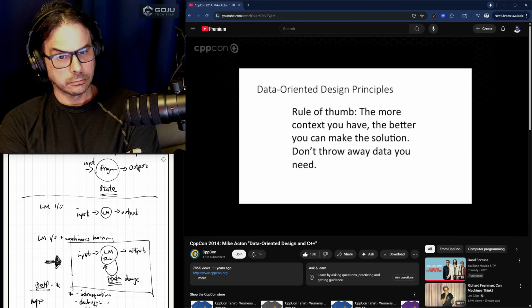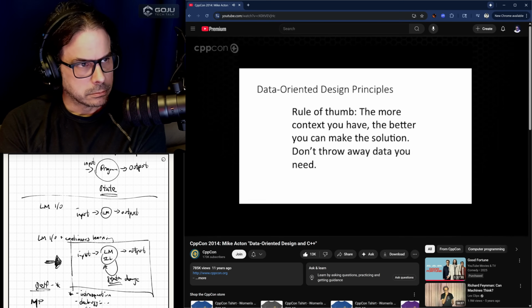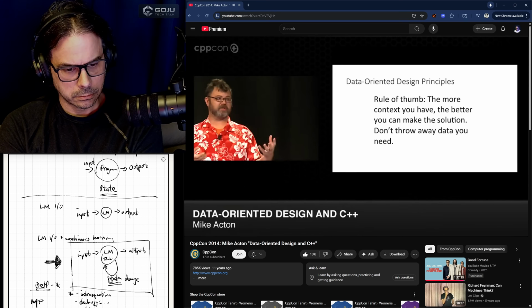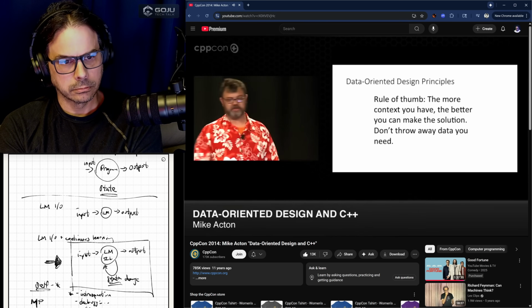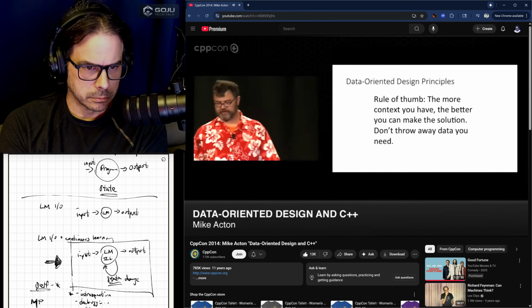Rule of thumb, the more context you have, the better you can make the solution. So don't throw away data or constraints that you need. You want to know more about where something is going to be used, how it's going to be used, what data is acceptable, what ranges are acceptable in order to make an appropriate solution.